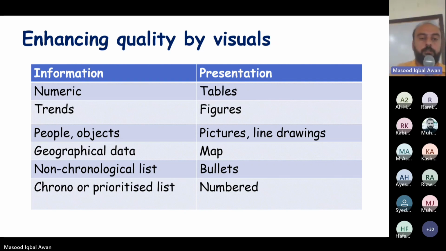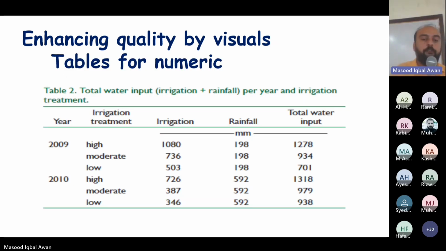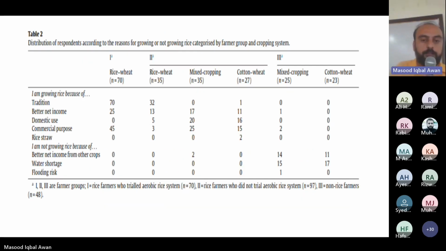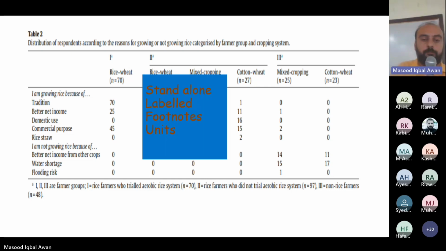Just quickly, a few examples. This is an example of a table where the numbers are important. This is another example. Your table should stand alone. Stand alone means that even if someone does not read your text, just by reading the table they can understand your message. It should be properly labeled: table number, table caption or title, footnotes where necessary, and appropriate units.